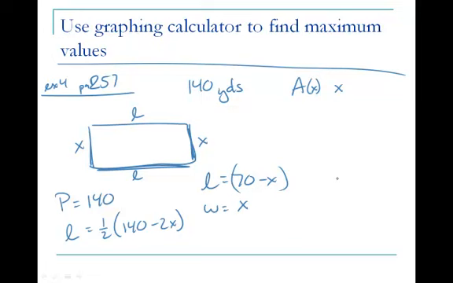So, using a formula, area is length times width. Therefore, area here is going to be 70x minus x squared. And again, we can put this into our graphing calculator, find a max, and determine the maximum area that we can get for our garden and what dimensions it should be.